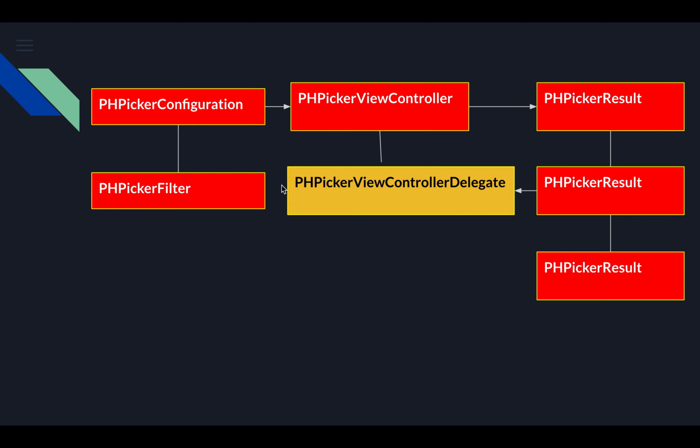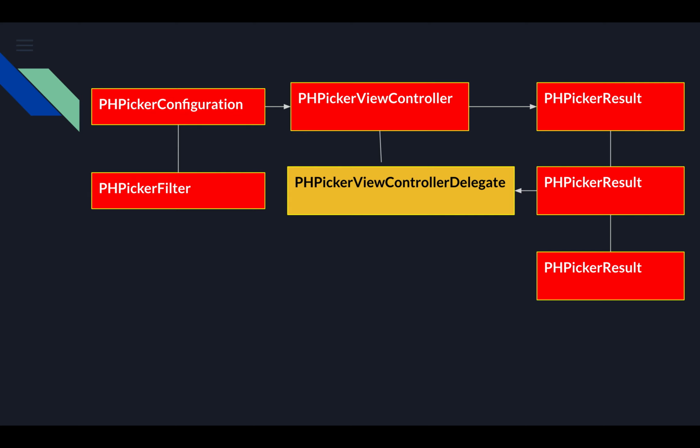Now PHPickerConfiguration has two properties: PHPickerFilter and also selectionLimit. The picker filter will allow you to filter live photos and videos, and the selection limit will allow the user to select multiple images, adding a limit to the selection. So you can now add the limit, for example, that you need to select only 2 images or 4 images. If you provide the selection limit to be 0, then you will be allowed to select any number of images at a time.